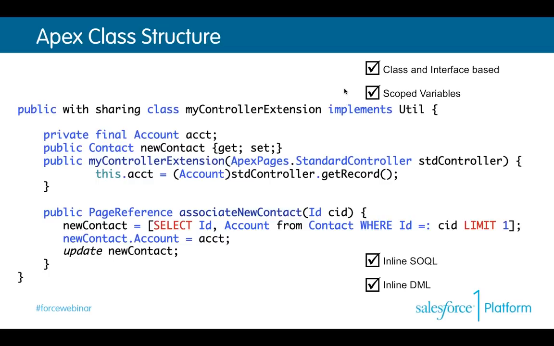Now I have this method here, associateNewContact, and it's an example of exactly what I'm talking about when I say this is a first-class citizen. So new contact is being brought back from our database using what we call SOQL, Salesforce Object Query Language.